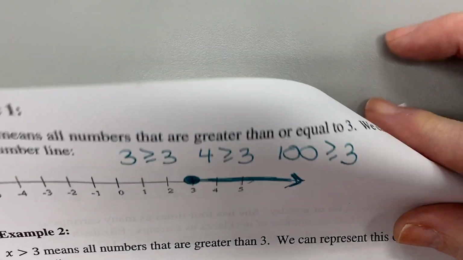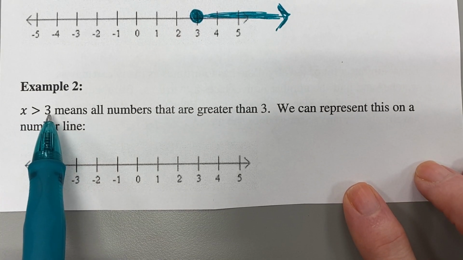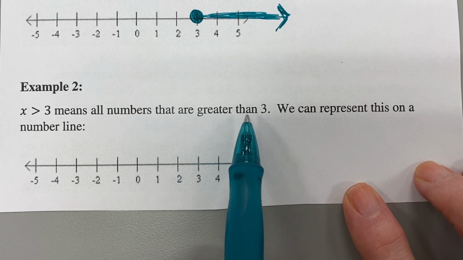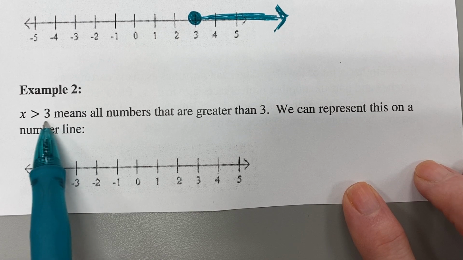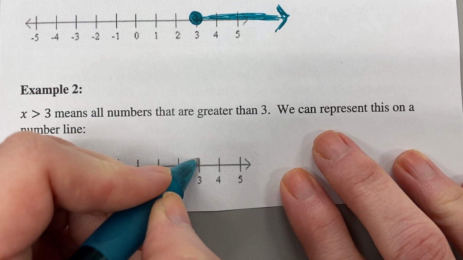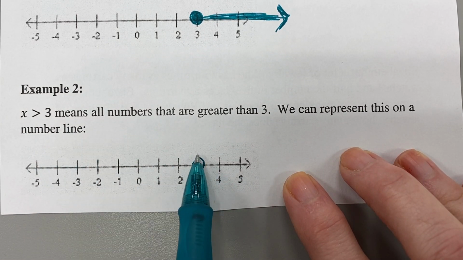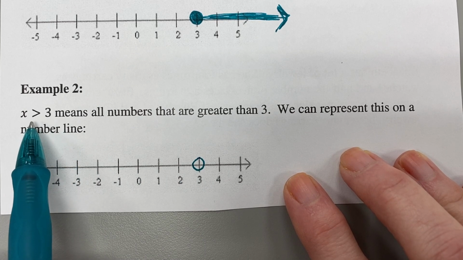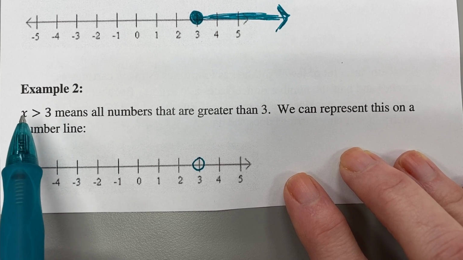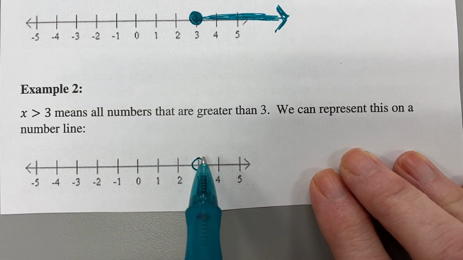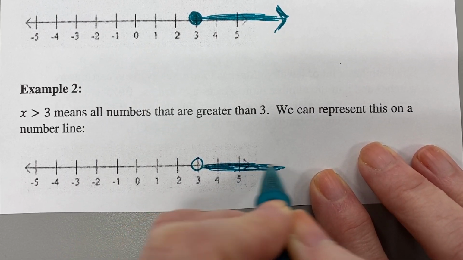Okay, let's look at our next one. x greater than 3 means all numbers that are greater than 3. We can represent this on a number line. We sure can. So let's go to this number, 3. And I always start with an open circle. And then I have to ask myself, am I including the 3? Do I want to color that 3 in? It doesn't say equal to 3. It just says bigger. All numbers bigger than 3. So I'm going to leave him open and shade to the right. These are all the numbers bigger than 3.